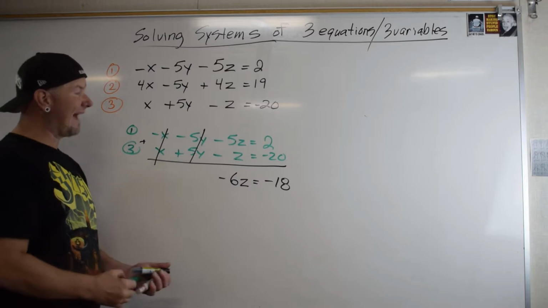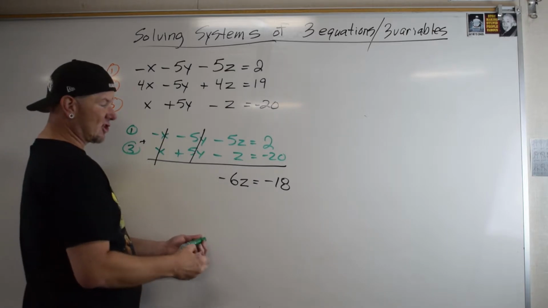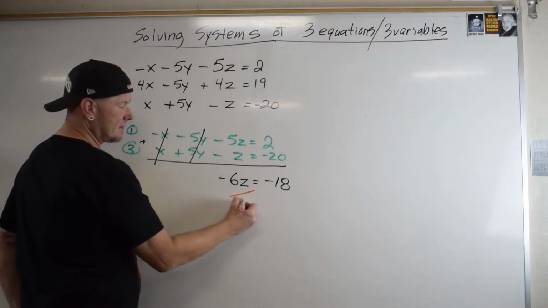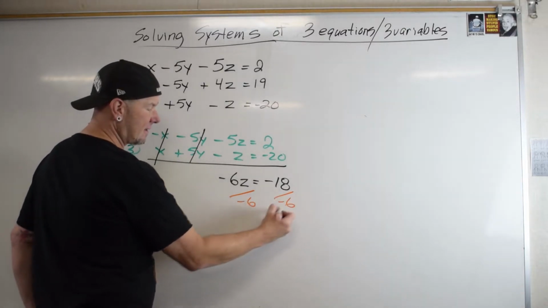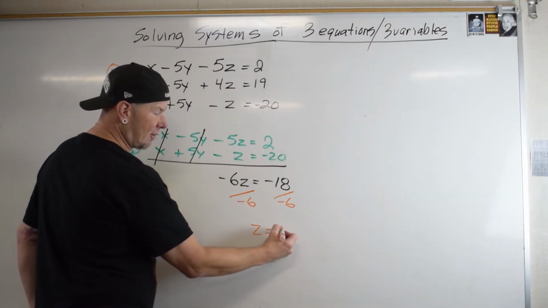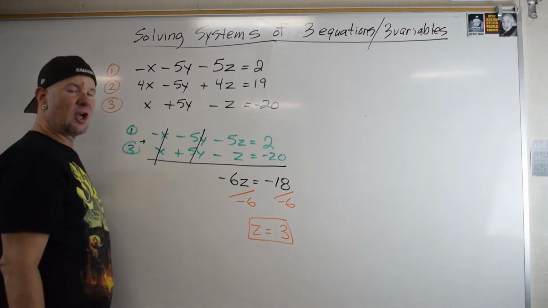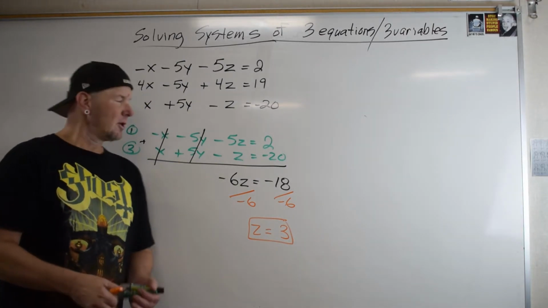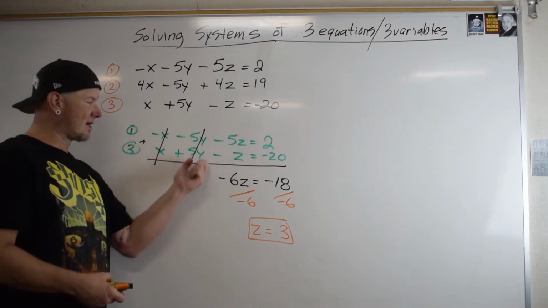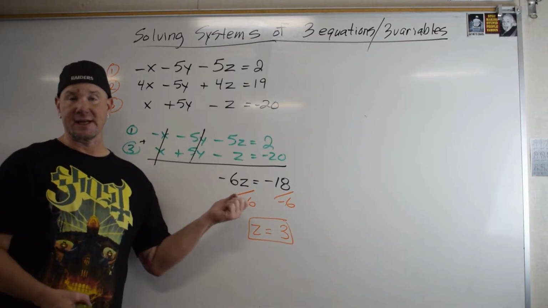In solving that, I could actually solve for z. Divide both sides by negative 6, and I find out that z is 3. There's one of our variables. Usually that won't happen. Usually I would cancel the y's out and be left with an equation with x and z in it, or something like that.